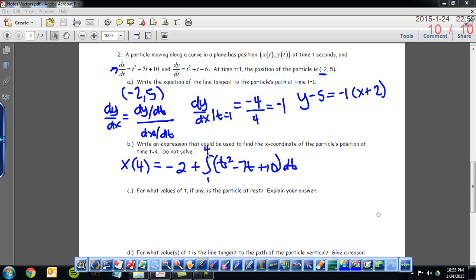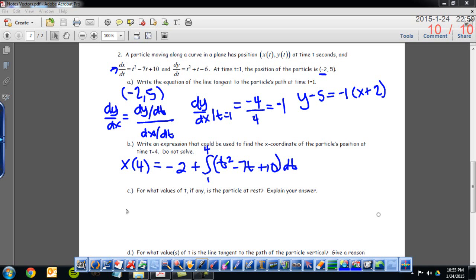So I've done what the question asked: I've just set up an expression that could be used to find x of 4. If it had actually asked us to find x of 4, then of course we would have had to integrate t squared minus 7t plus 10, plug in the 4, minus plug in the 1, and then add that to negative 2.